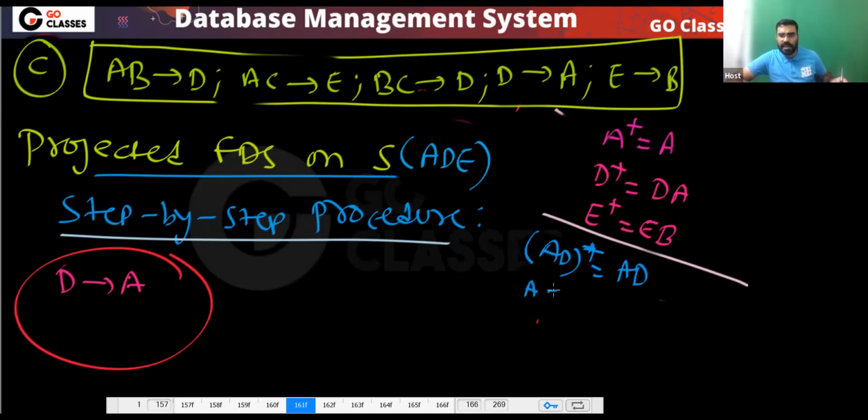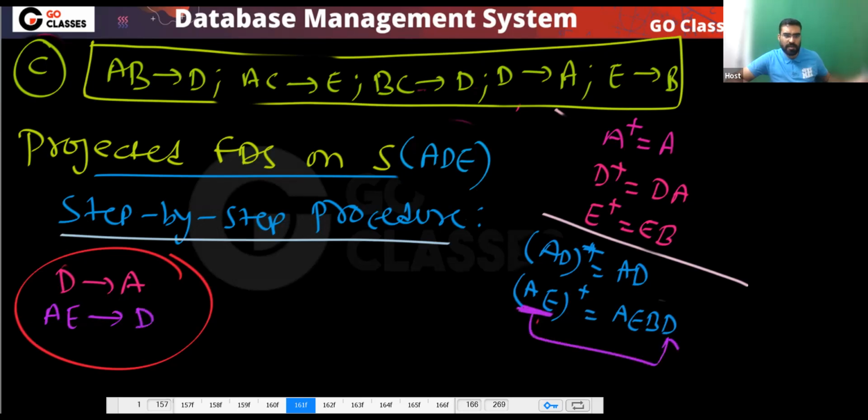After that, you can check AE plus. What is AE plus? That will give you AE. E will give you B, and AB will give you D. Can someone give you C? No one can. But we don't care about C. We only care about AE determining D.